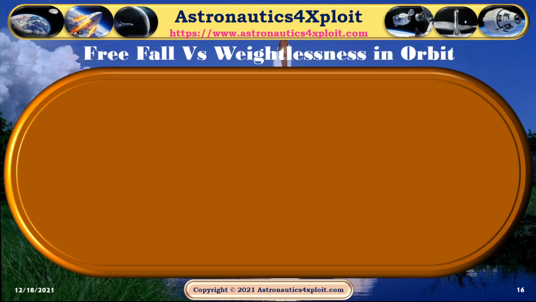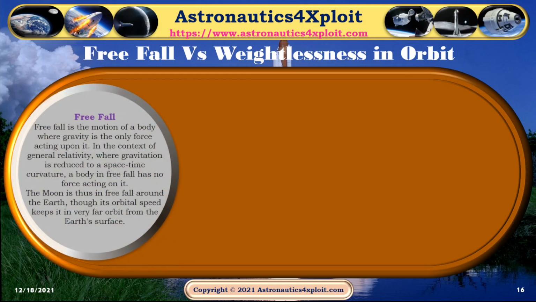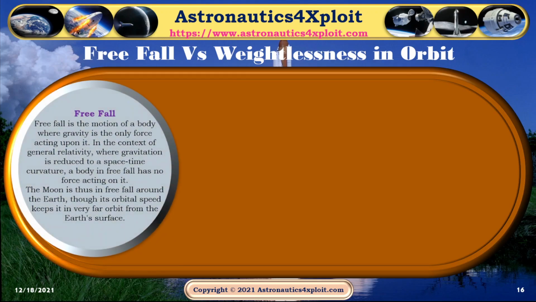Free fall versus weightlessness in orbit. Free fall is the motion of a body where gravity is the only force acting upon it. In the context of general relativity, where gravitation is reduced to a space-time curvature, a body in free fall has no force acting on it. The Moon is thus in free fall around the Earth, though its orbital speed keeps it in very far orbit from the Earth's surface.